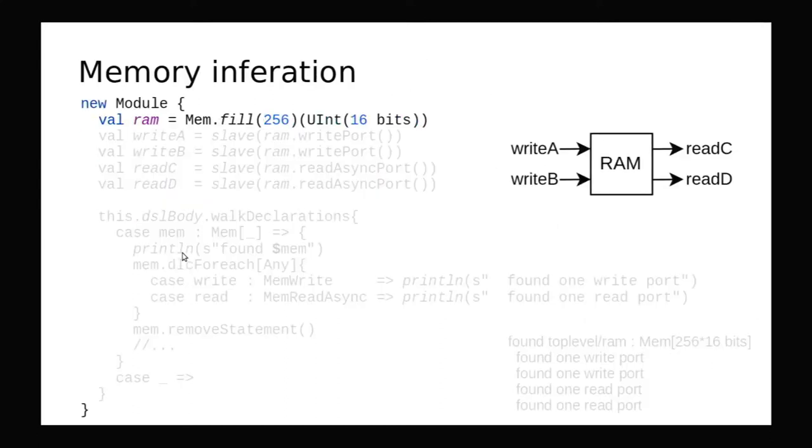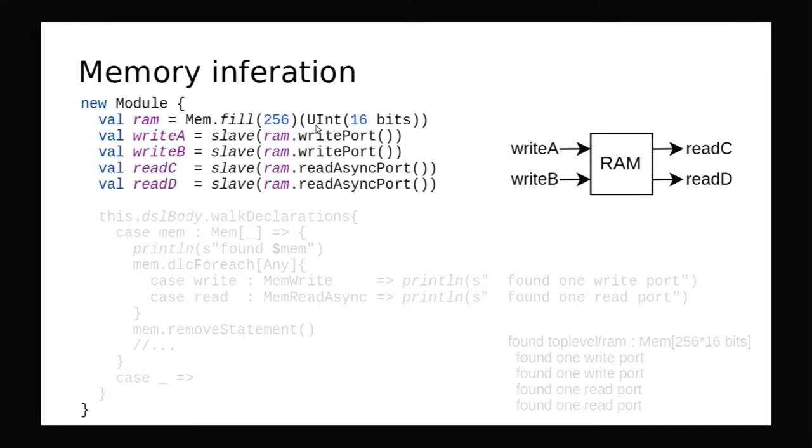And so, another thing is there were a few issues with memory inference, in that in an out-of-order and superscalar core, you often need memories with multiple read and write ports. So one way to define a memory in SpinalHDL is that you can define a RAM as being a memory filled with 256 words of 16 bits. Then you can create a few write ports and a few read ports.